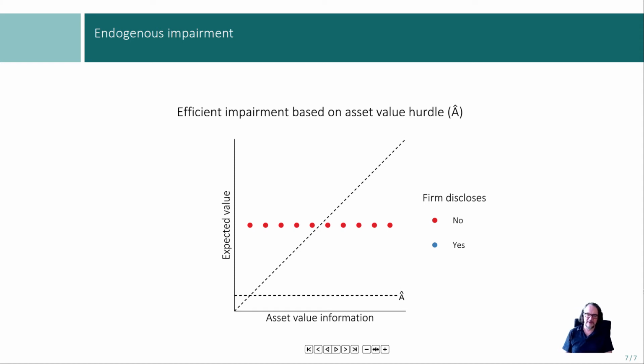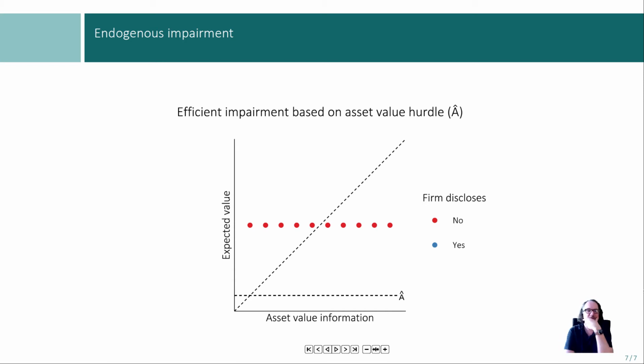But they can be stopped from being carried out if the lender, because of the information asymmetry problem here, decides not to lend to the firm. And the lending market will do this whenever the expected value of the assets, so of the collateral, is below this asset value hurdle, not alpha, A hat. Okay, so this is the setup here.